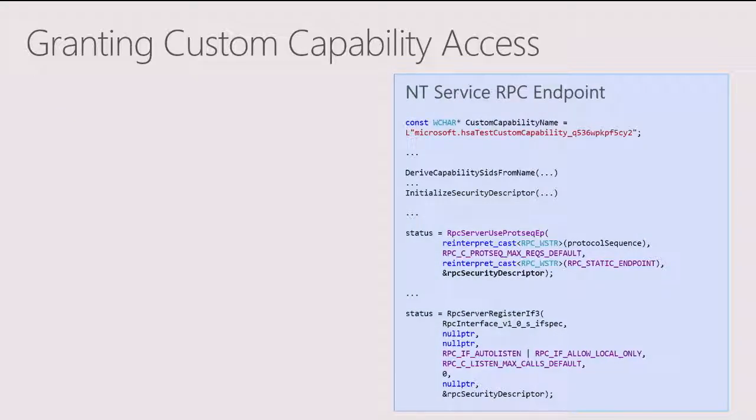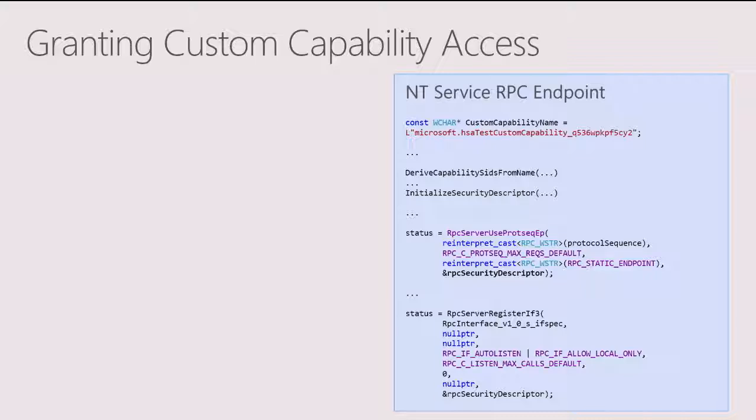Okay, let's move over to NT service now. Let's assume you have an NT service and you want to grant access to UWP apps. The way you're going to do that is, as Raf mentioned, through the RPC APIs. What we did in the Creators Update is we just opened up many of those RPC APIs, and we also created a new API you can call to convert a custom capability from its name into a security identifier. That's called DeriveCapabilitySidsFromName.